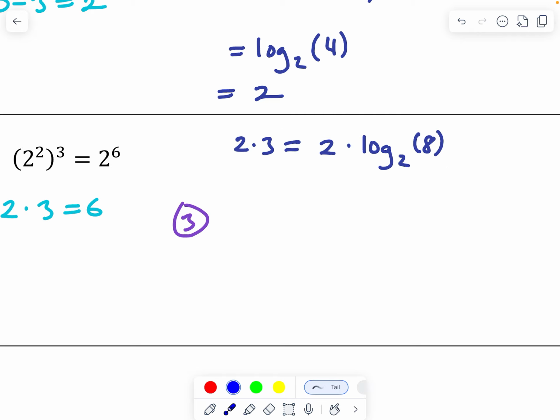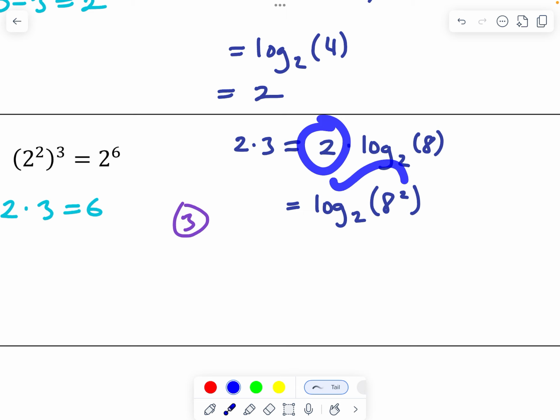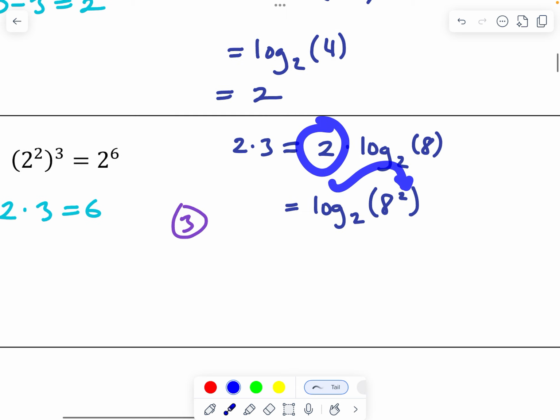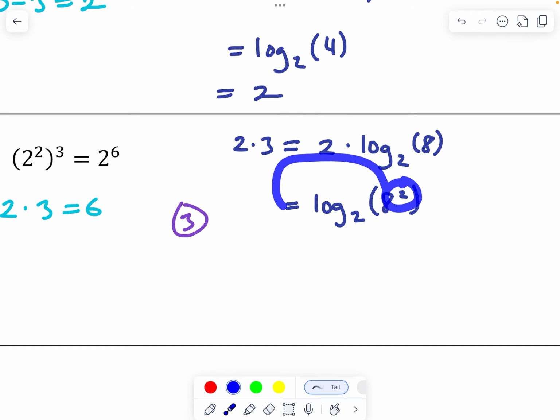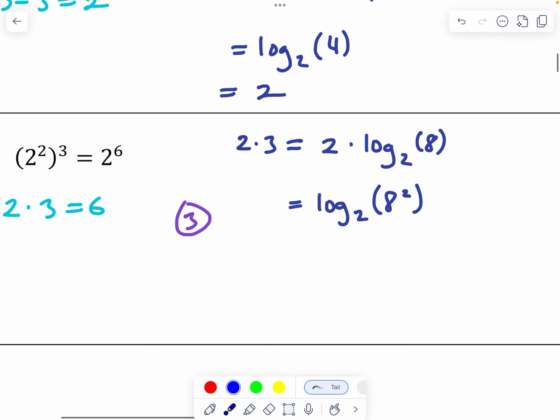Now, my third property says this number in front is no different than having an exponent on that 8, right? It could go either way. According to the third property, this is the same as log base 2 of 8 squared, right? So this 2 became an exponent on the 8. And again, in other problems, if you want to take it off the exponent and put it in front, you can do that. That's just not the direction we're headed right now.